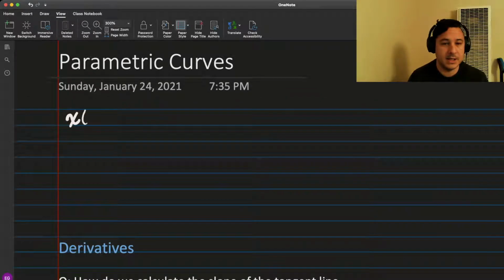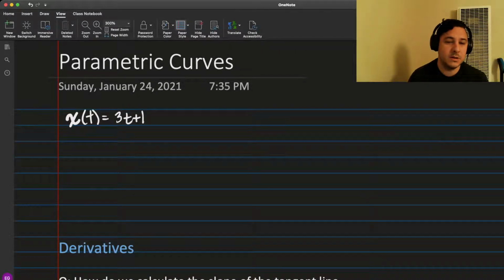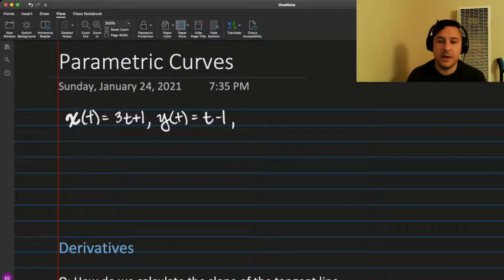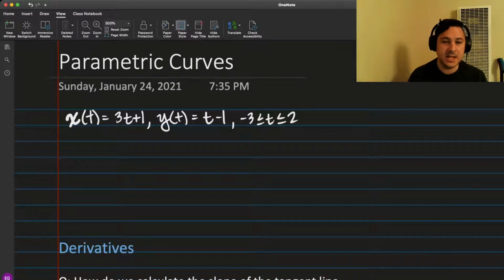I want x of t equals something. I don't know, let's just make it up. 3t plus 1. We want y of t equal to something. Let's just say t minus 1. And then we define the domain of the parameter. Let's say it goes from -3 to 2. Okay, that's going to give you some curve.